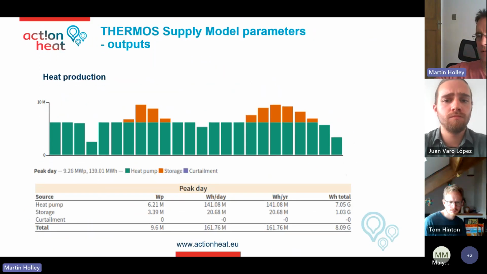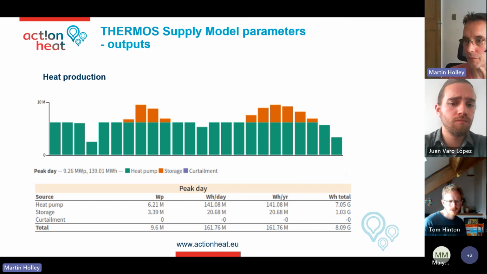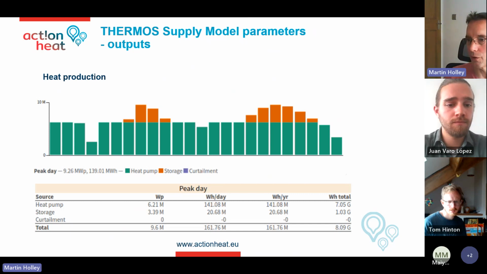And then in THERMOS outputs, as Tom will be looking at, there's a whole raft of graphics that show profiles of heat production and the various contributions from the different systems, the different technologies that the solution is made up of. It splits down all those results in energy terms, but also in financial terms. So that's just a very quick overview of what the supply model looks like and the kind of things it covers.